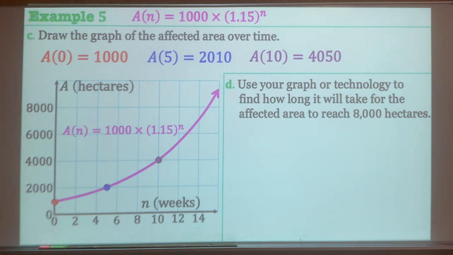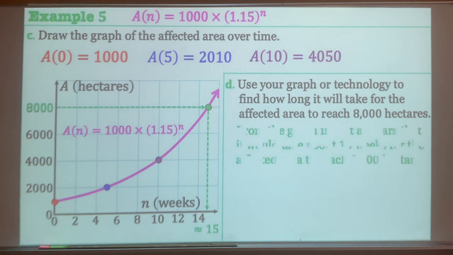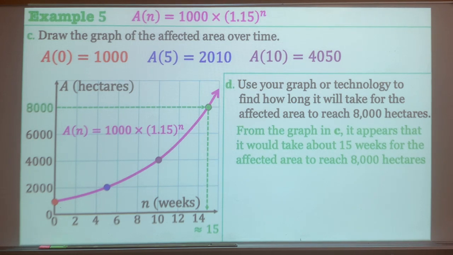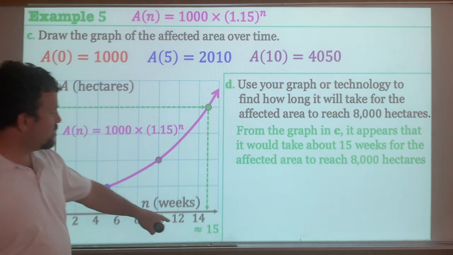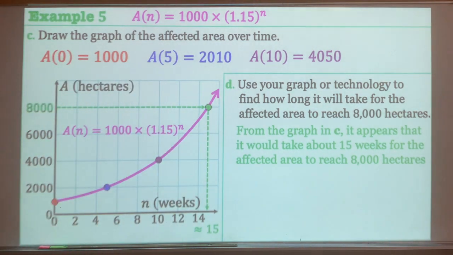Use your graph or technology to find out how long will it take the effective area to reach 8,000 hectares. So start with trying with your graph and see what you get as an answer. All right, we got an answer. Well, you go over from 8,000 to the point, and then you're gonna transpose this down. So this is between 14 and 16, which is approximately 15 weeks. So from the graph in C, it appears it would take approximately 15 weeks to reach 8,000 hectares, which makes sense, right?